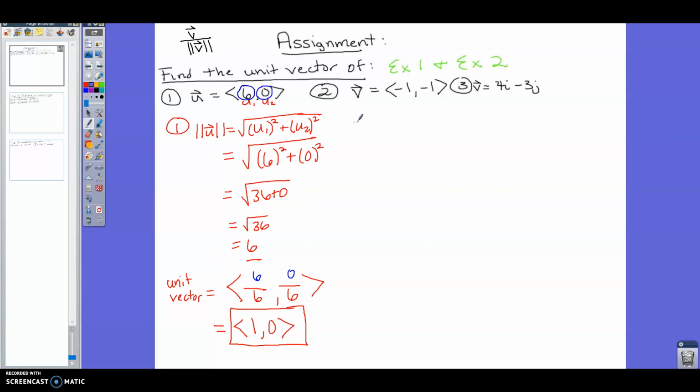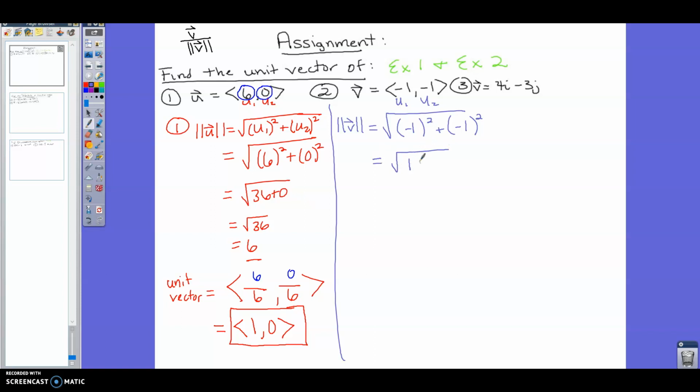Okay, for number 2, we are finding the unit vector again. This one also is given in component form, just like number 1. So here we're given u1, u2. We need to find the magnitude of vector v first. The way that we do that is we take the square root of the x component squared plus our y component squared. We're following this exact same formula, it's just now we're using the letter v, which nothing else changes. So we have negative 1 squared plus negative 1 squared, and we're going to take the square root of all that.